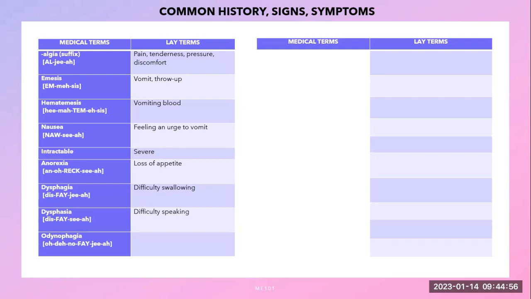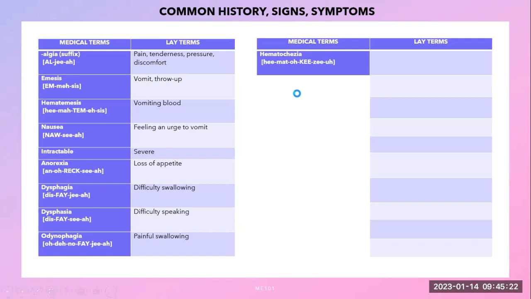Odynophagia, so odyno, that means that you have pain, right? It's not that it means a difficulty or something wrong with that, but it means that you have pain on swallowing. So painful swallowing. Okay, any other questions? Anything else?